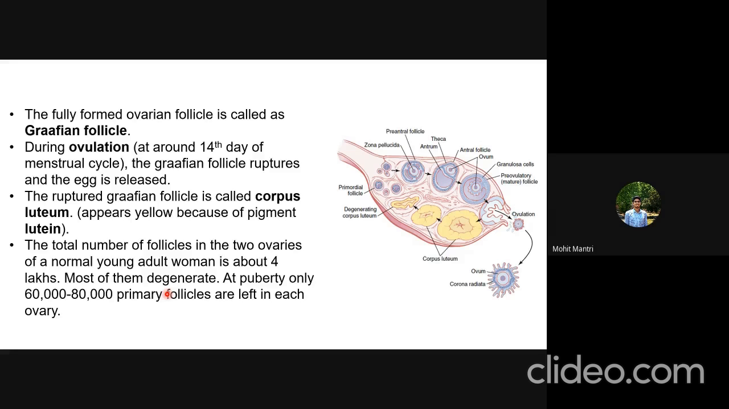Then comes progesterone. Progesterone helps in preparing the uterus for implantation of the fertilized ovum, and it also decreases the frequency and intensity of uterine contraction to prevent the expulsion of the implanted ovum. And progesterone also promotes the secretion of the mucosal lining of the fallopian tube. And apart from that, there are FSH and LH.